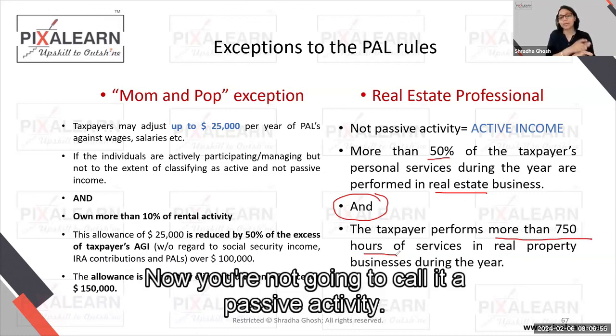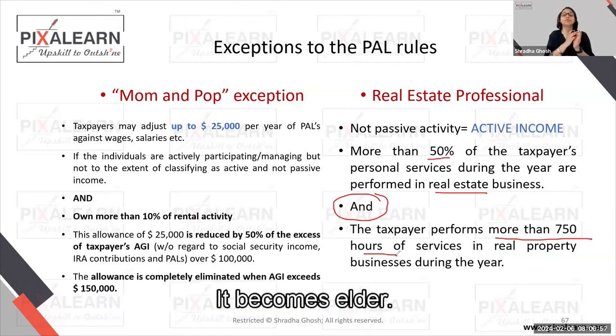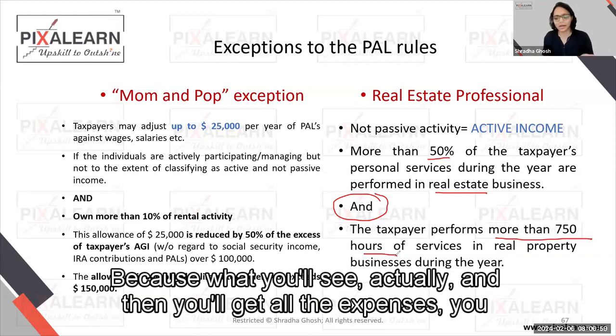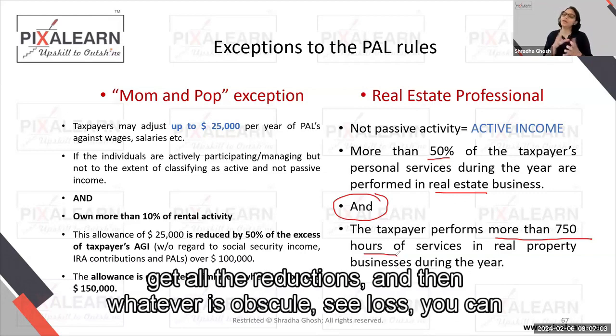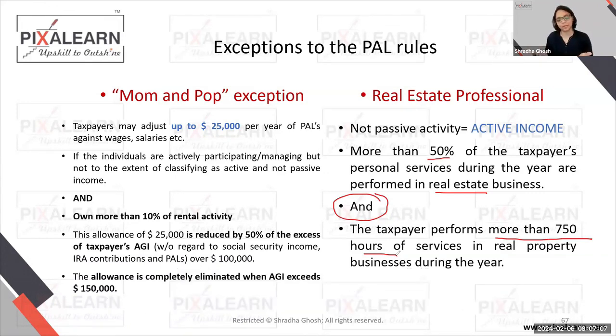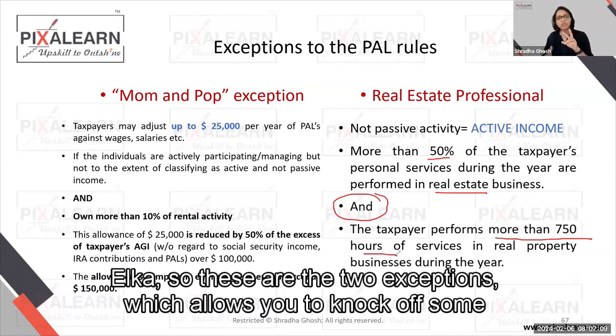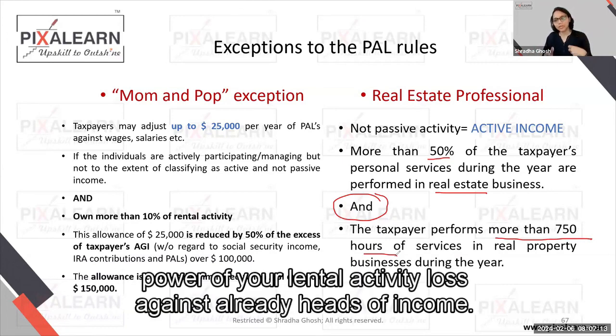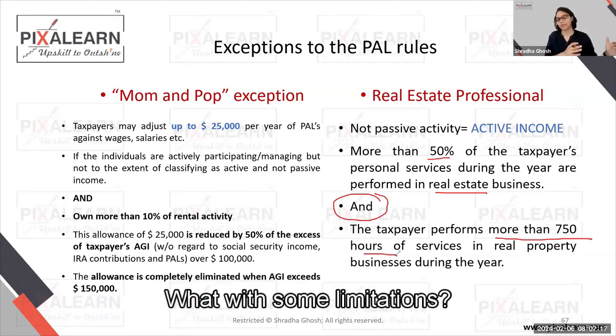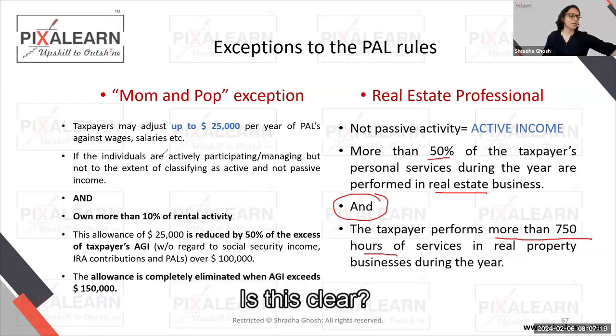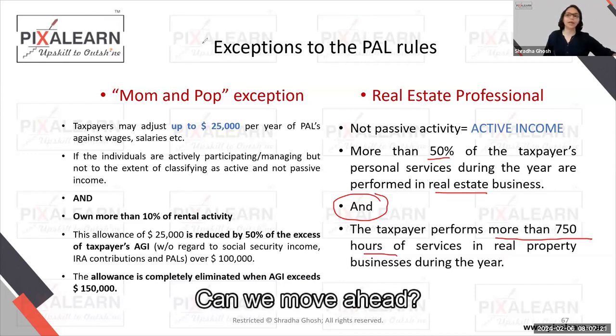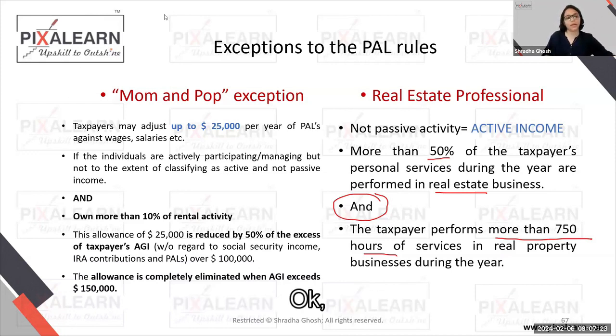Now you're not going to call it a passive activity. It becomes Schedule C, and then you get all the expenses and all the deductions. Whatever is a Schedule C loss, you can offset against other heads of income. So these are the two exceptions which allow you to knock off some part of your rental activity loss against ordinary heads of income, but with some limitations. Is this clear? Can we move ahead?